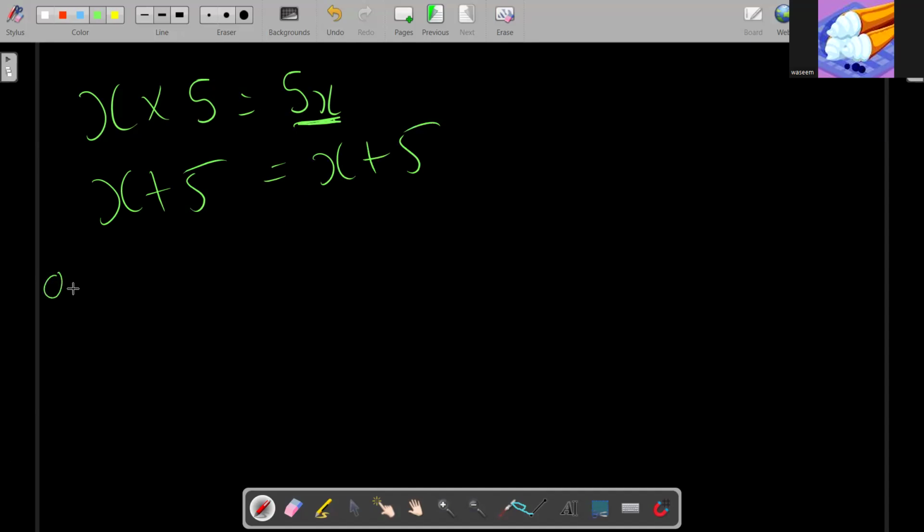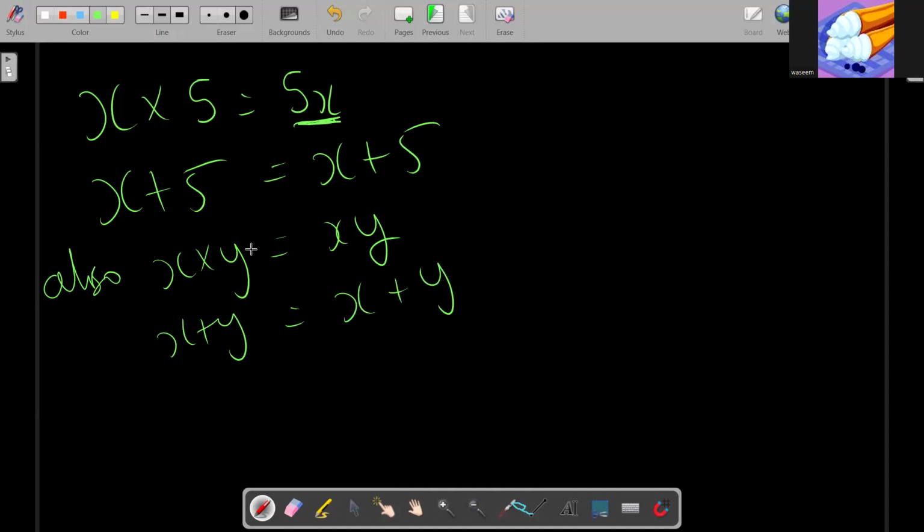Right? Also, x multiplied by y is going to give us xy. x plus y, however, these are unlike terms, so we cannot add them, so it actually means x plus y. So there's a difference in multiplying algebraic terms and adding algebraic terms. You cannot add unlike terms.